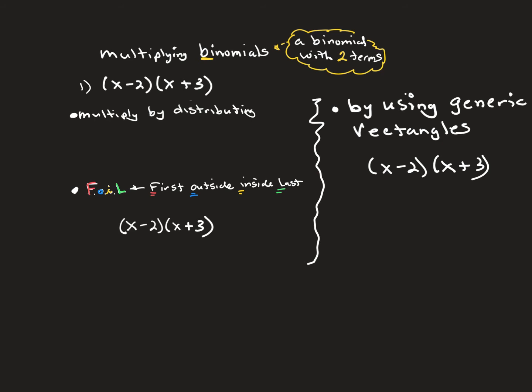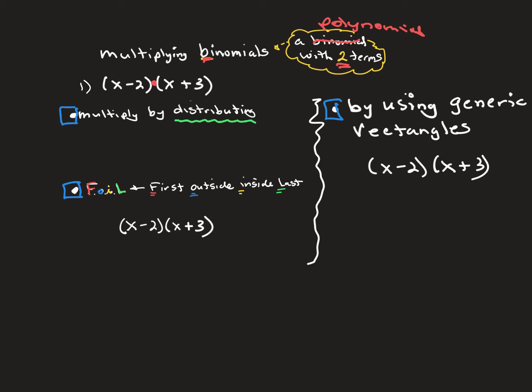When you're multiplying binomials, remember a binomial is just a polynomial that has 2 terms. So here we have a binomial being multiplied to another binomial. So we are looking at multiplying binomials. There are 3 ways you can look at multiplying binomials. Really, all of these ways are really just using the distributing property. So let's start with the distributing property.